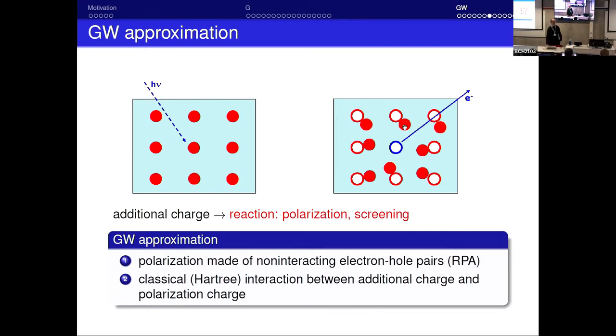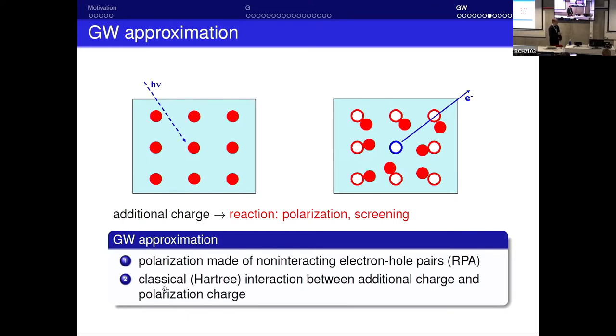Of course, this is an approximation because this electron and this hole, for example, have different charge. So in principle, they would attract each other. In the GW approximation, we neglect this electron-hole attraction. So we stay at the level of the random phase approximation for the calculation of the polarization, which means that we use the random phase approximation to calculate the screening. It means that, for instance, we take into account plasmons, but we don't take into account excitons in GW.